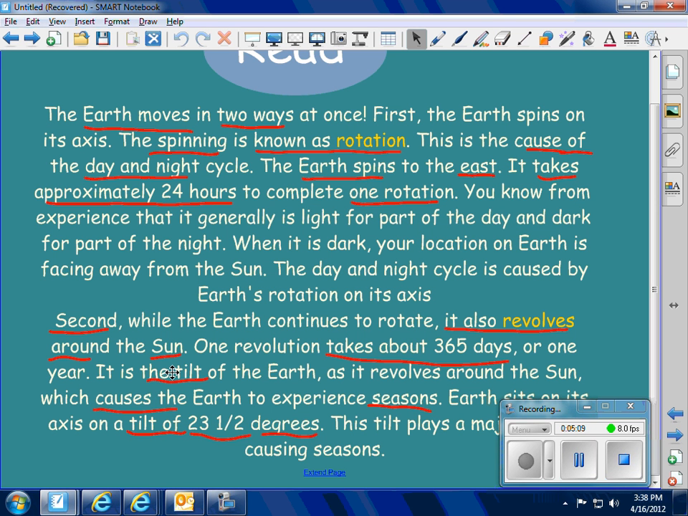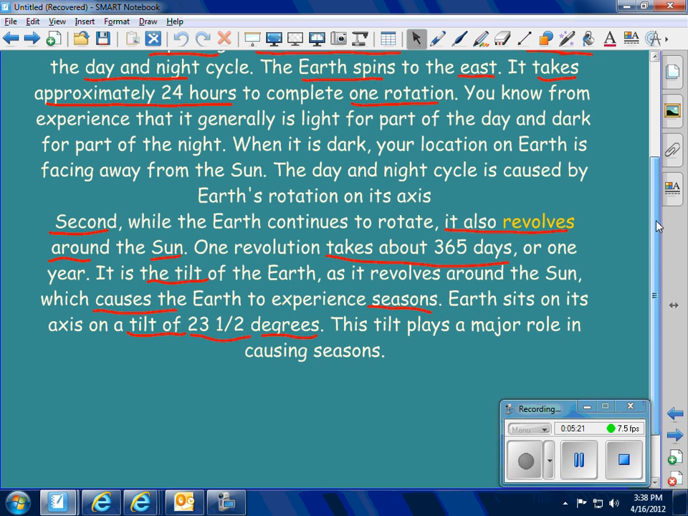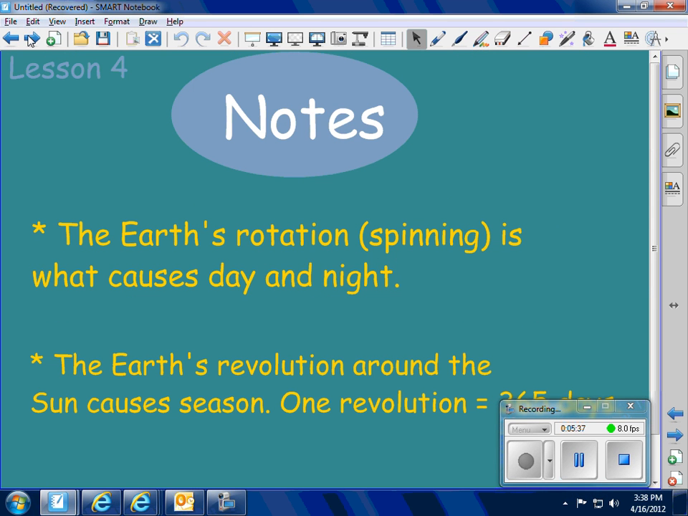It's that tilt that causes the seasons on our planet. This tilt plays a major role in causing the seasons. The tilt of 23.5 degrees tilts some of the Earth towards the sun at some times of the year, and tilts it not so much towards the sun at others. When it's not towards the sun, we don't get as much energy, we don't get as much heat, we get cooler temperatures. When we tilt towards the sun, we get more sun, more energy, more heat.